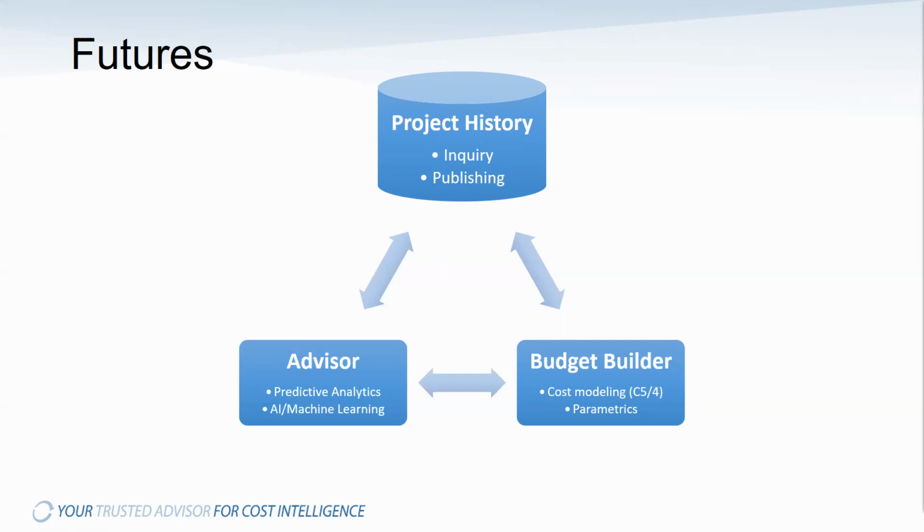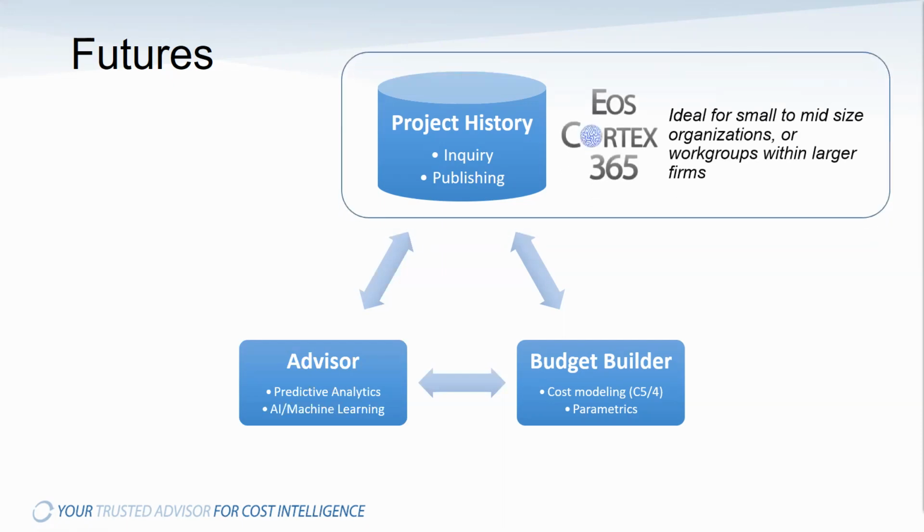Also, I would like to announce, and this is an unofficial announcement, but we have been working on it for a while, a new module called Cortex 365. Cortex 365 is a project history solution, ideal for small to mid-sized organizations or larger firms. That will be released with version 1.11 in early August, and we will have a public announcement closer to that date.